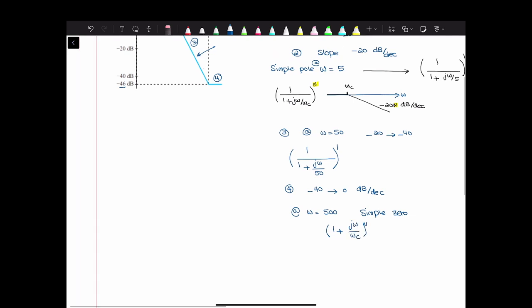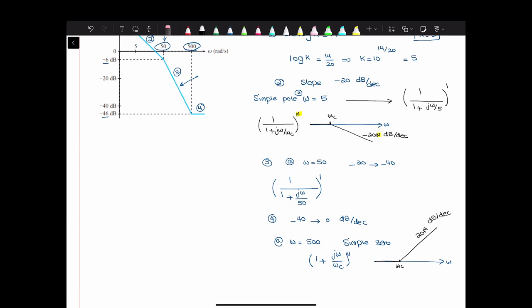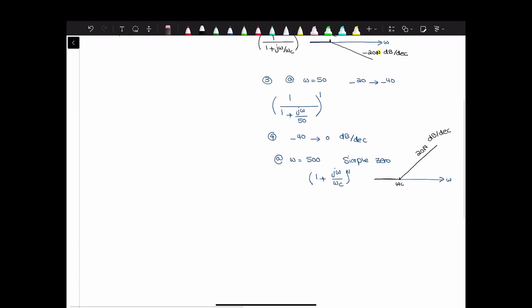The simple zero, we know, is equal to 1 plus j omega over omega c to the power of n. If I want to draw the simple zero for you, this is how a simple zero looks like. The graph at omega c will change its slope by 20 n decibels per decade. So we had the slope of negative 40, and then when we reach omega equal to 500, the slope became 0, which means that we have 2 multiplied by 20, which is 40 decibels per decade. So our simple zero would be 1 plus j omega over 500 to the power of 2.